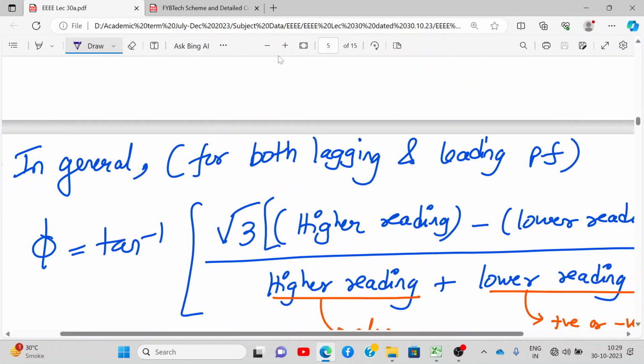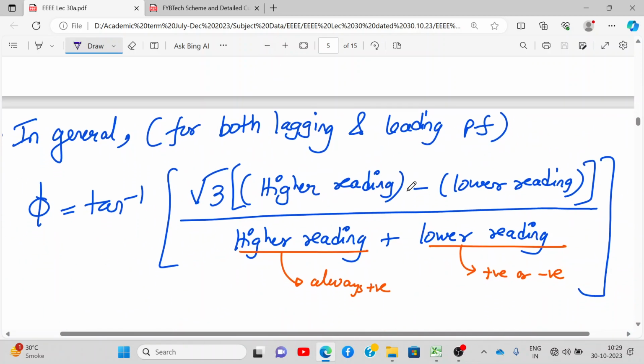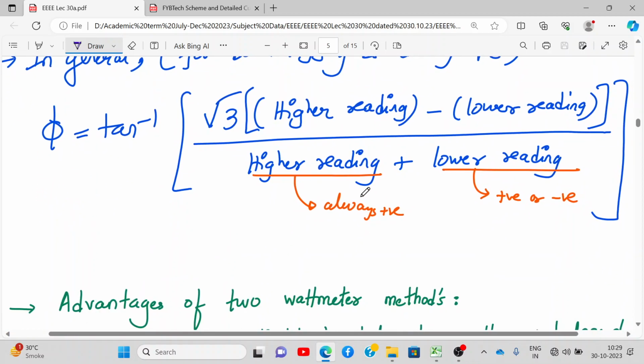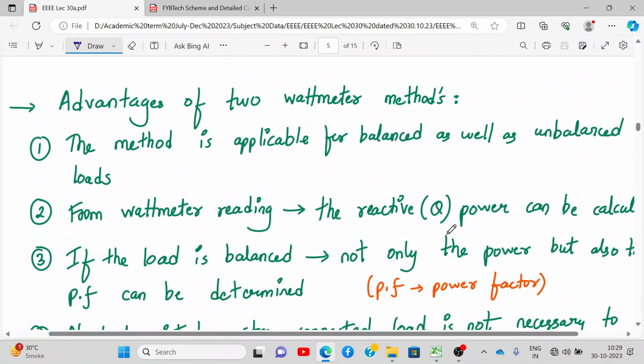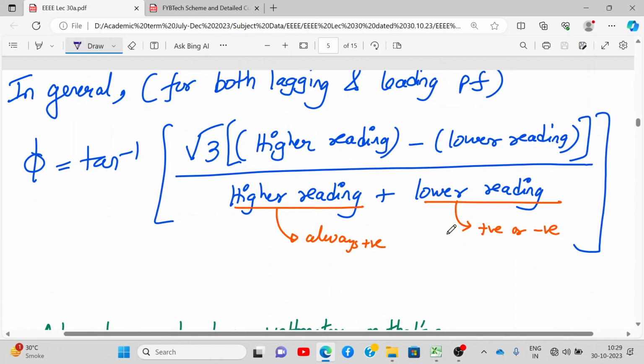Now, in general, listen carefully. For both lagging and leading power factor, phi will be tan inverse of root 3 into higher reading minus lower reading. What do you mean by higher reading? Out of W1 and W2, the two wattmeters, whichever is showing the higher value will be the first one, minus the lower reading, divided by higher reading plus lower reading. Are you getting it? And the higher reading is always positive, whereas the lower reading can be positive or negative. Are you getting what I'm saying? Yeah. This general formula, remember it, okay? This will be helpful while solving numericals.